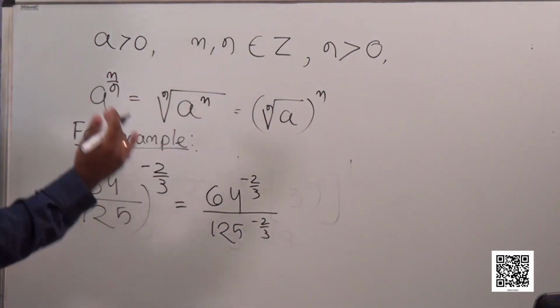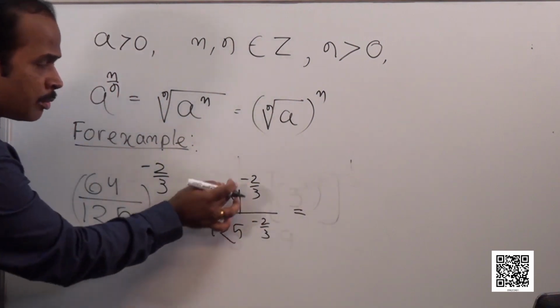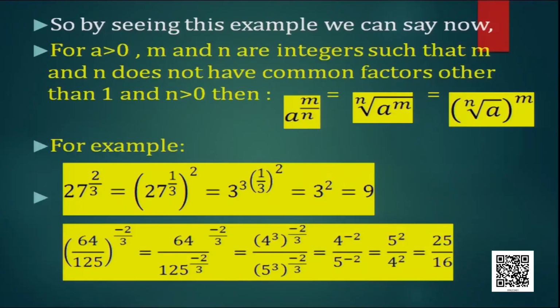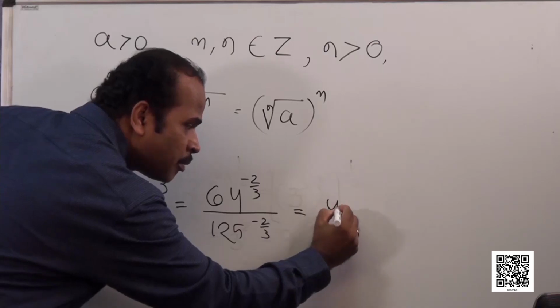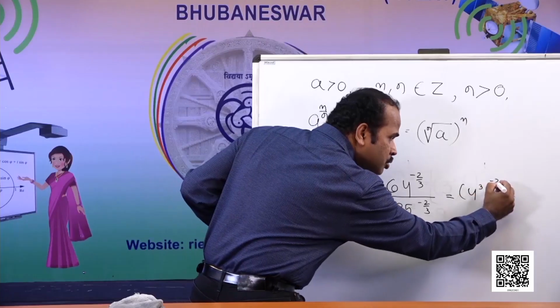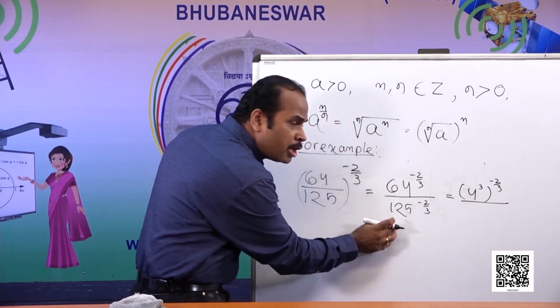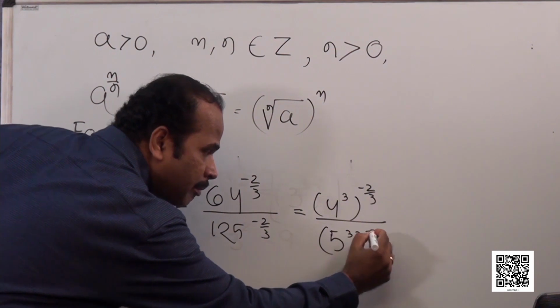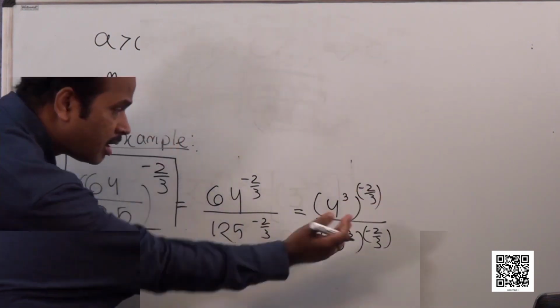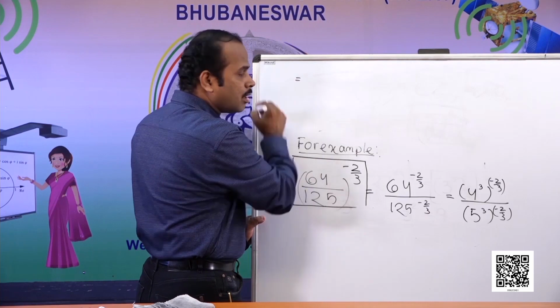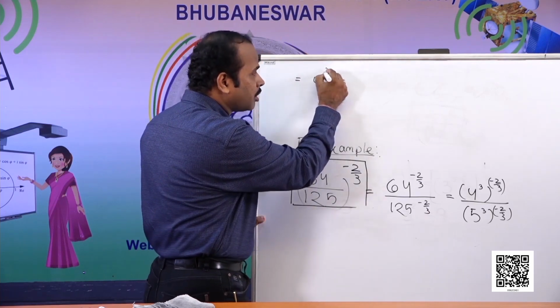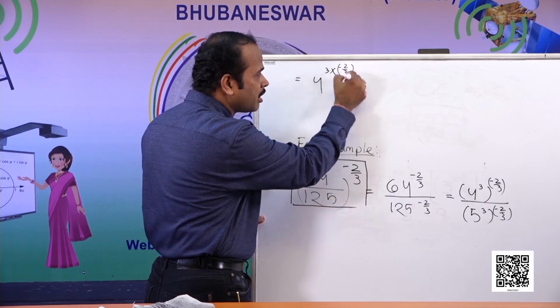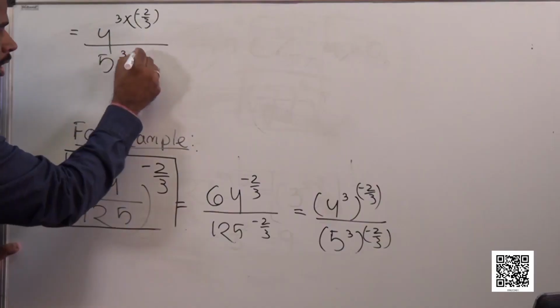Okay, now opening this, 64 to the power minus 2 by 3, I can write as 4 to the power 3. I know 64 is 4 to the power 3, whole to the power minus 2 by 3, divided by 125, which is 5 to the power 3, whole to the power minus 2 by 3. Now I can write 4 to the power 3 into minus 2 by 3 divided by 5 to the power 3 into minus 2 by 3.